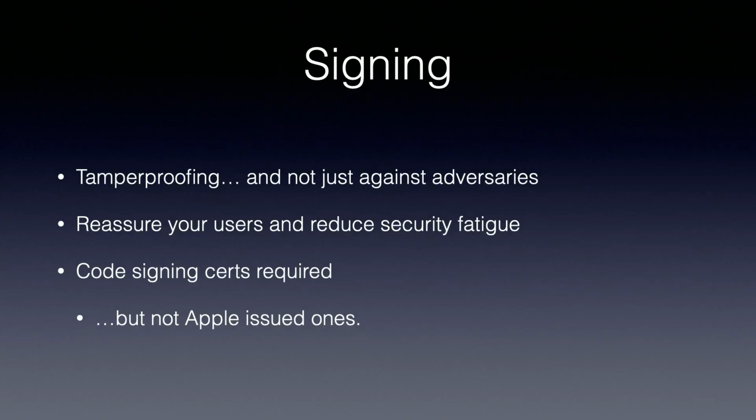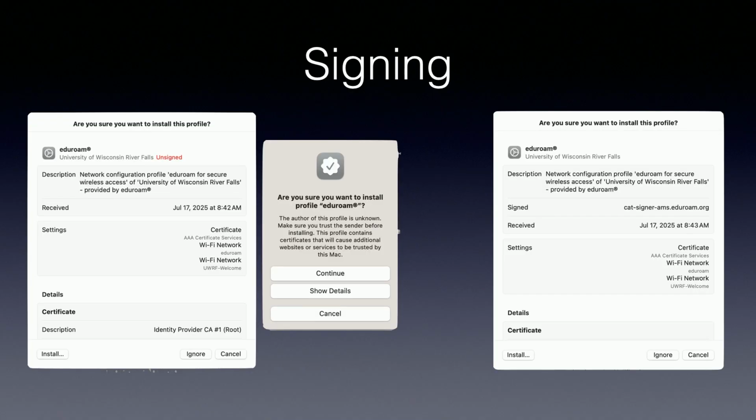Okay. Signing, cryptographic signing, essentially amounts to tamper-proofing a configuration profile by signing it with a code signing certificate that you have. It reassures your users, it can cut down on security fatigue, avoiding the ugly little red and dire warning on the left in favor of the quieter, happier profile on the right.